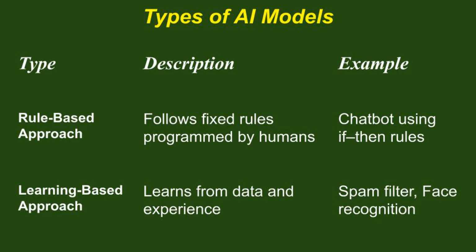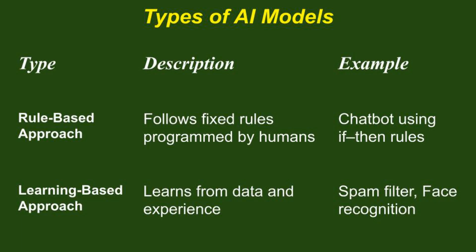Let's begin with the two major types of AI models. The first one is the rule-based approach. In this approach, the system follows a set of predefined rules. For example, if temperature > 40 degrees Celsius, then turn on the fan. It's simple and works well for predictable situations, but it can't handle new or unseen situations easily.